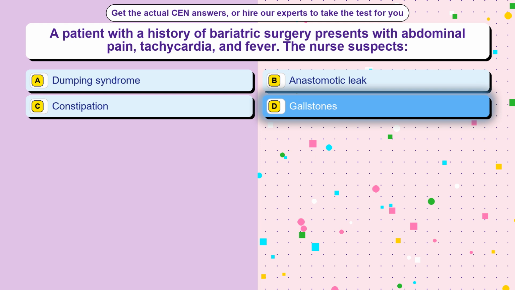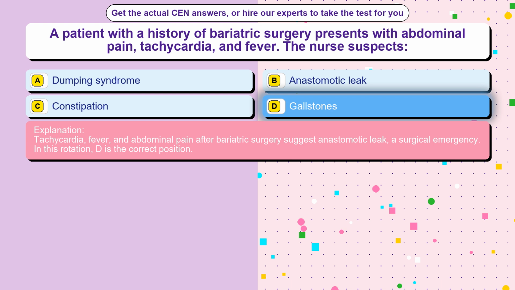The correct answer is option D, gallstones. Tachycardia, fever, and abdominal pain after bariatric surgery suggest anastomotic leak, a surgical emergency. In this rotation, D is the correct position.